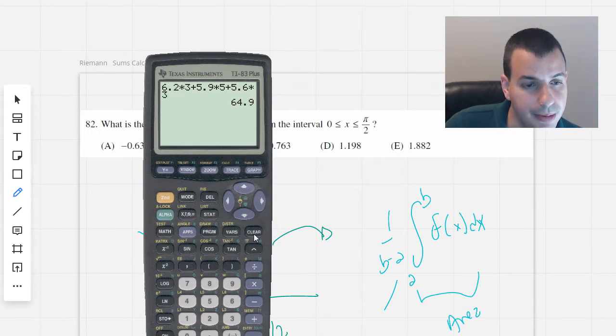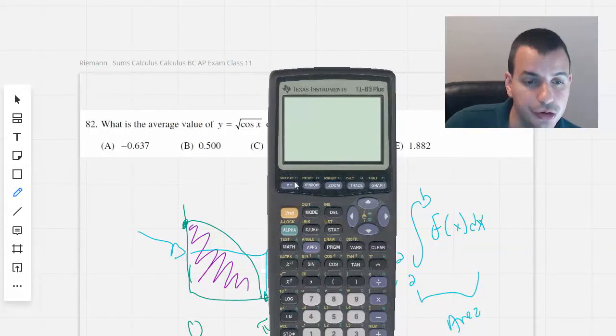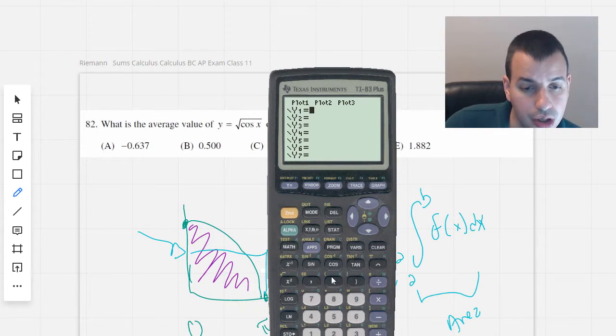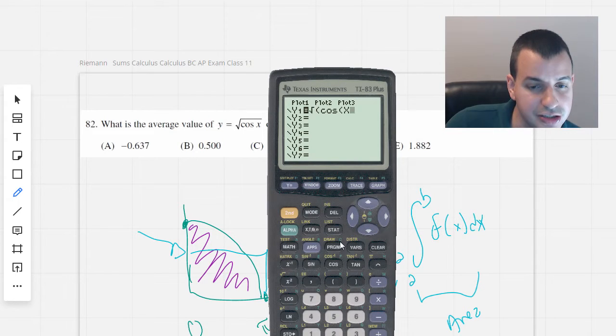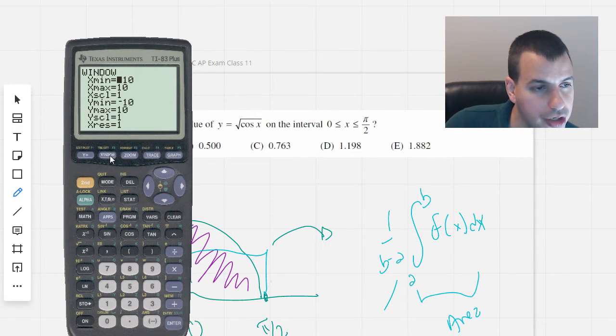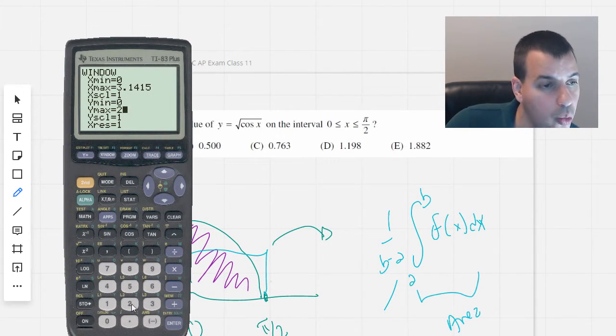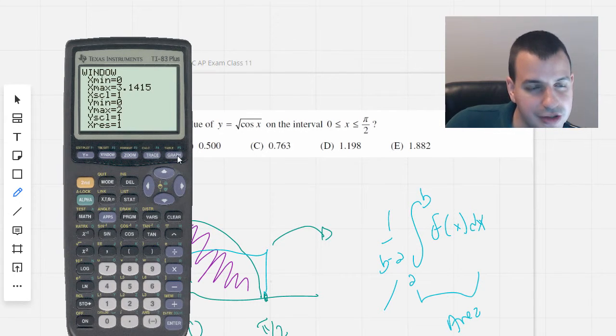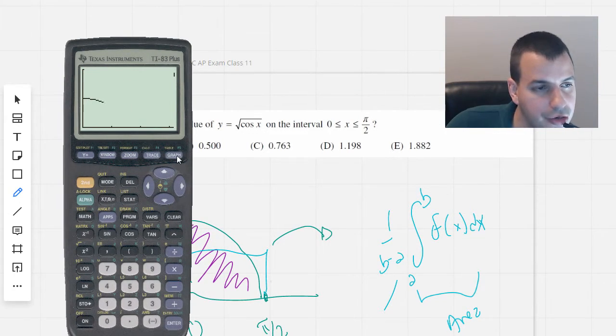So to our calculator, clear, and we'll do y equals, let's see, where's the square root? Square root, cosine of x, parentheses, we'll do window, we'll go from 0 to, let's say, pi, 3.1415, and it's not going to get higher than 1, so I'll just say 2, and then we can graph this. So I'll go halfway then.